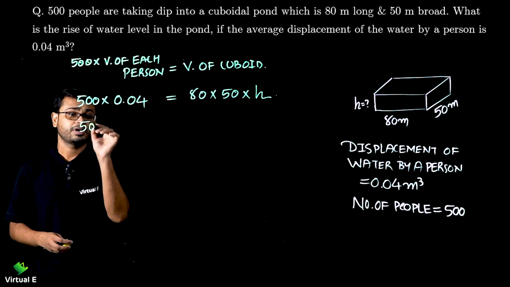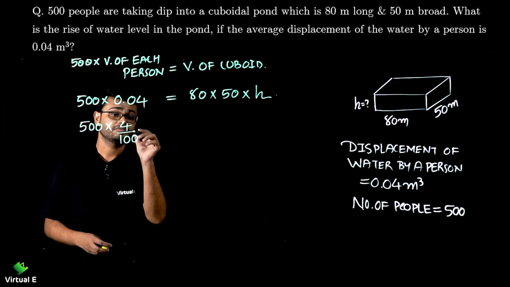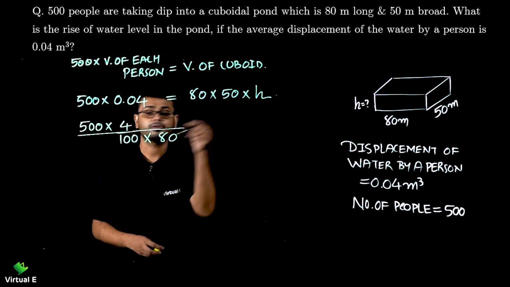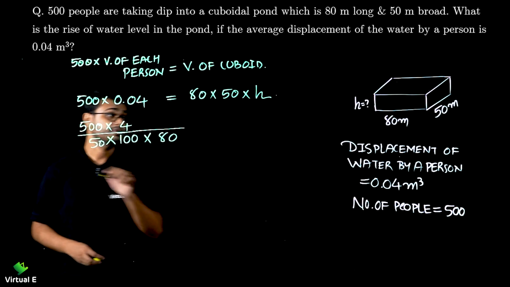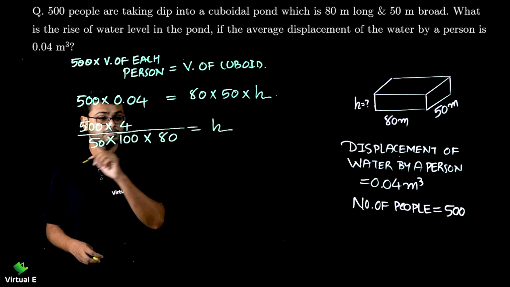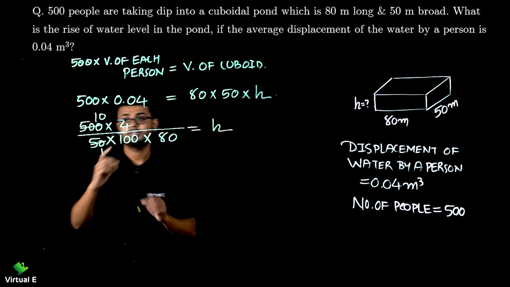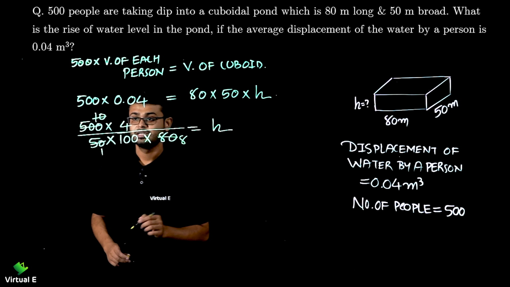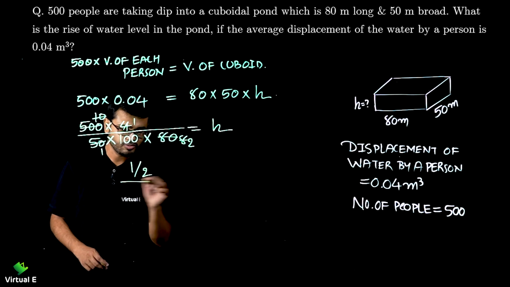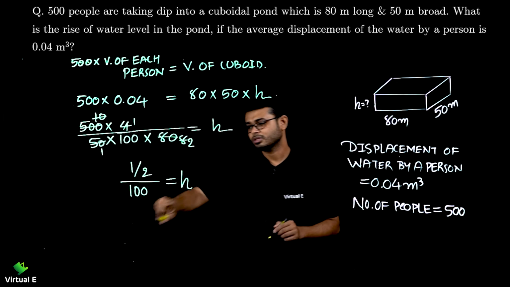So let's start. 500, and here can I write 4 upon 100? Yes, I can. And let's shift this over here. Let's finalize and get the answer. 80 will go into the denominator and so will 50, then is equal to H. Okay, 50 ones are 50, and 50 tens are 500. Then 10 ones are 10, 10 eights are 80. Then 4 ones are 4, and 2s are 8. So let's see what I'm doing. I'm taking 1 upon 2 divided by 100 is equal to H.